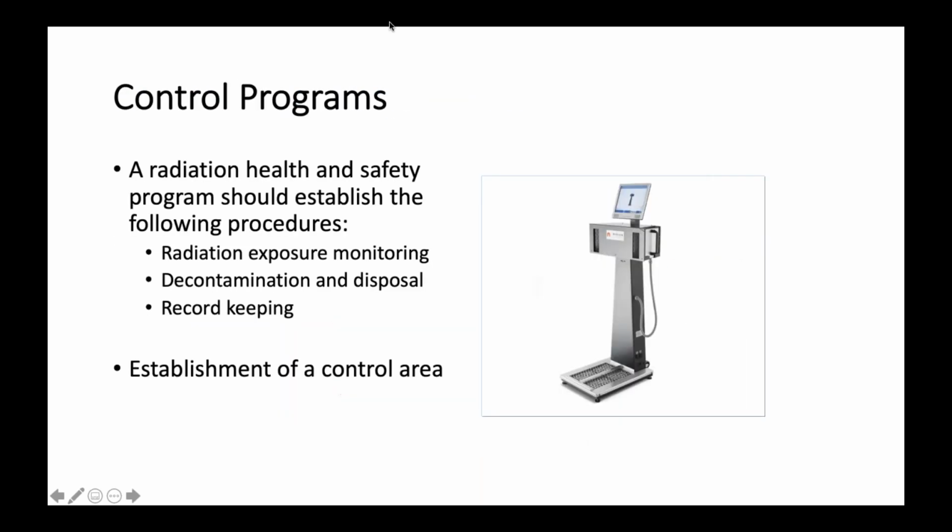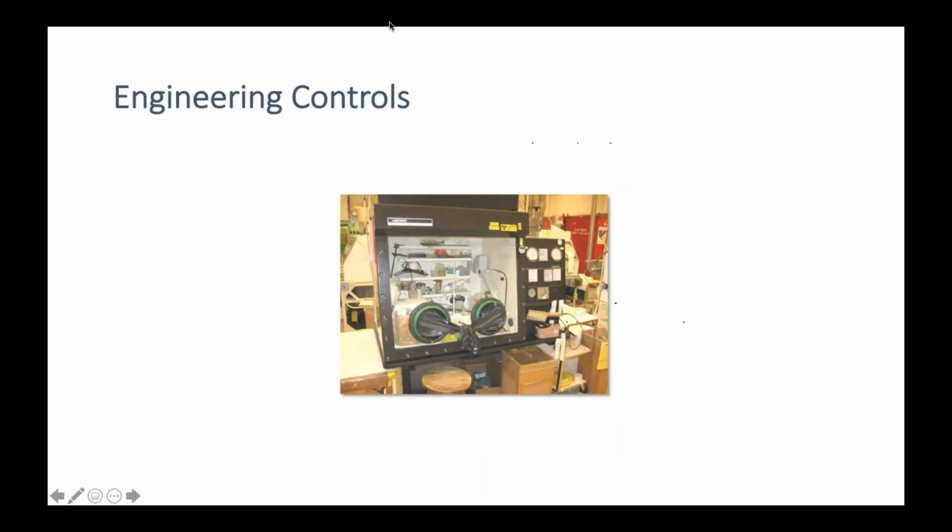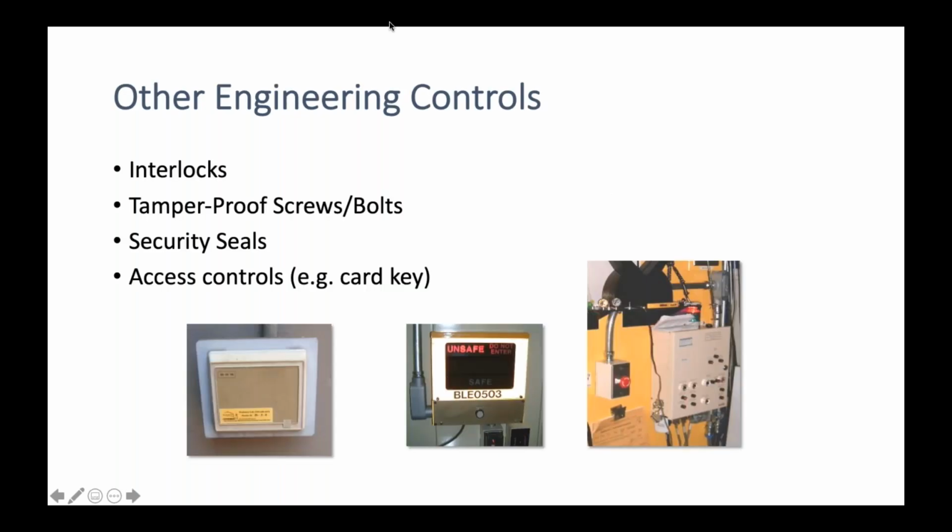So among the various kinds of control programs that we have, of course, you have engineering controls, can be containing the material, can be shielding, and in terms of security, interlocks, tamper-proof screws. Your instrument, you can't open the window unless it's pressed against something, right? It's got an interlock switch on it.